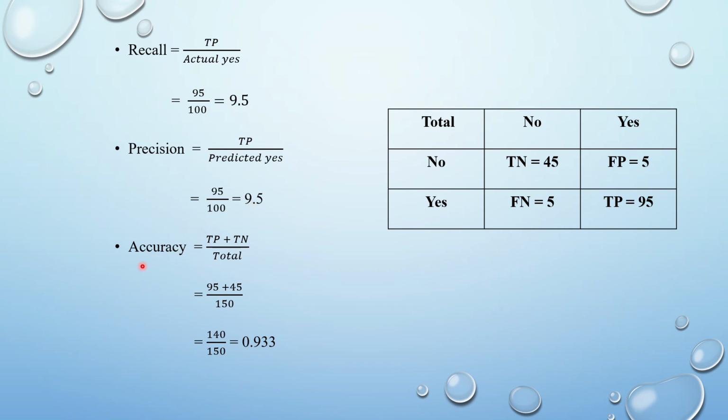Next, accuracy. Accuracy is equal to true positive plus true negative divided by total. TP plus TN divided by total. So TP is 95, TN is 45 and total is 150. 95 plus 45 is equal to 140, and 140 divided by 150 is equal to 0.933. So accuracy is 0.933.